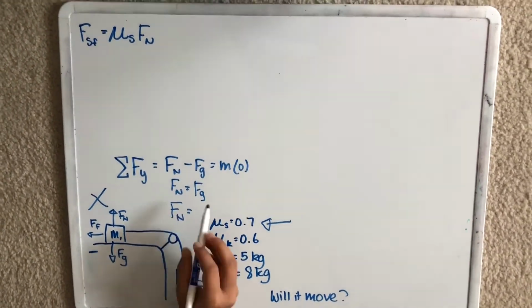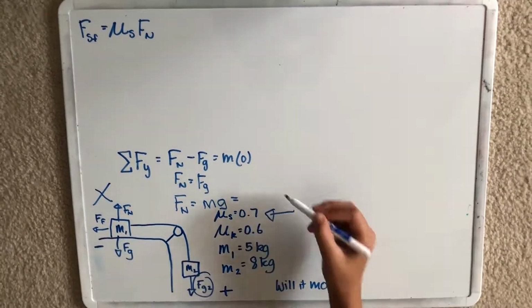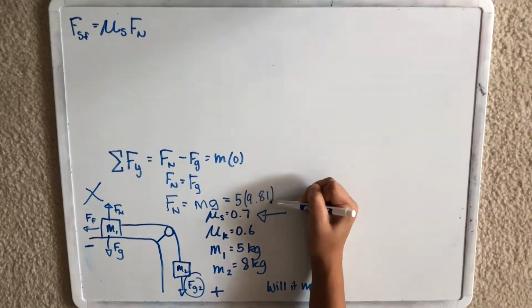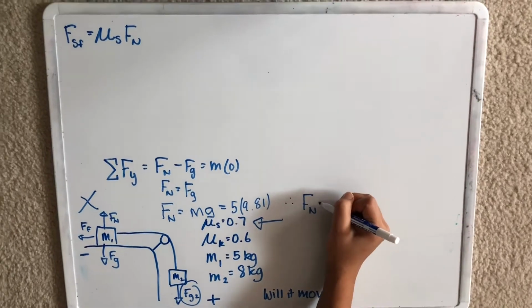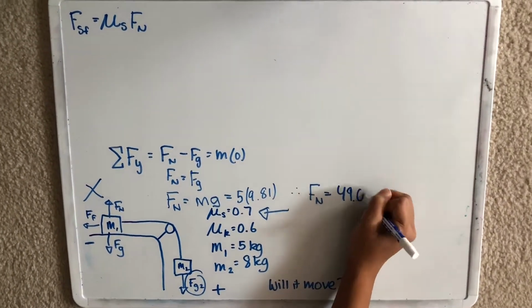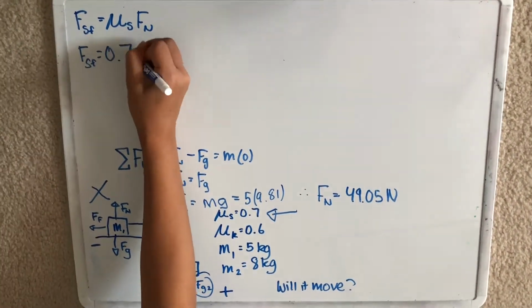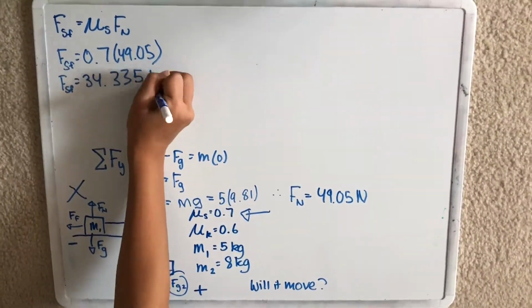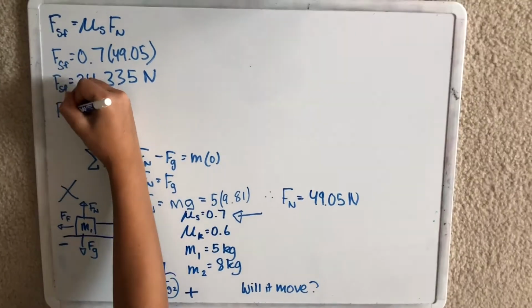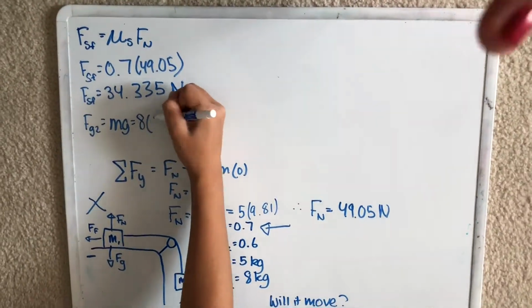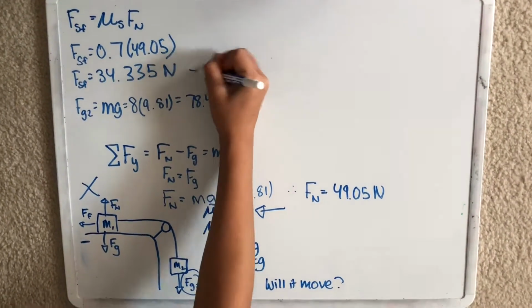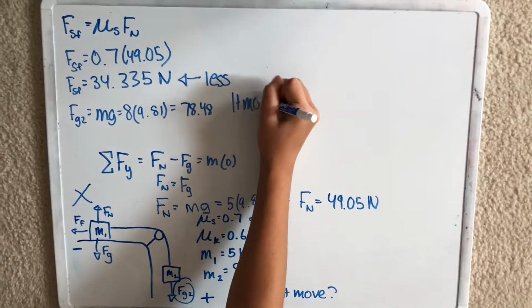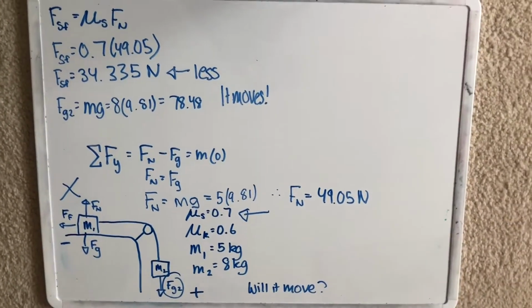This tells us that the normal force is equal to the force of gravity. Solving for the force of gravity, that gives us 49.05 newtons. Our maximum force of static friction is 0.7 times 49.05, which is 34.335 newtons, which is less than our force of gravity. This means that our object will move.